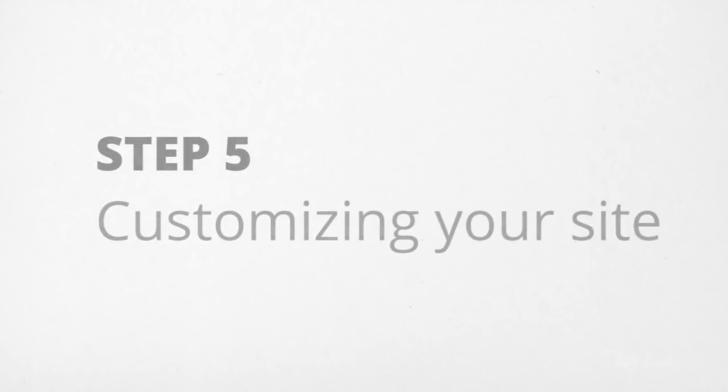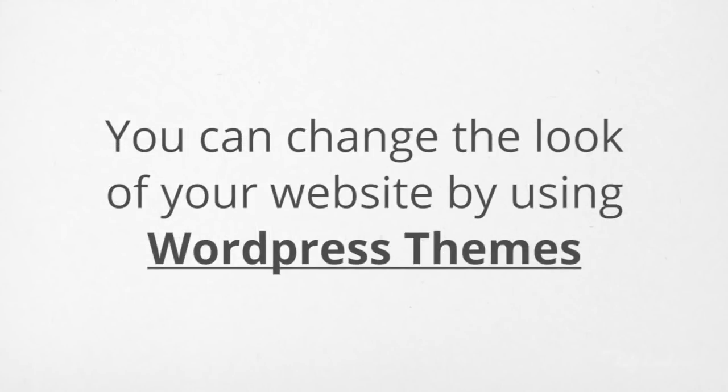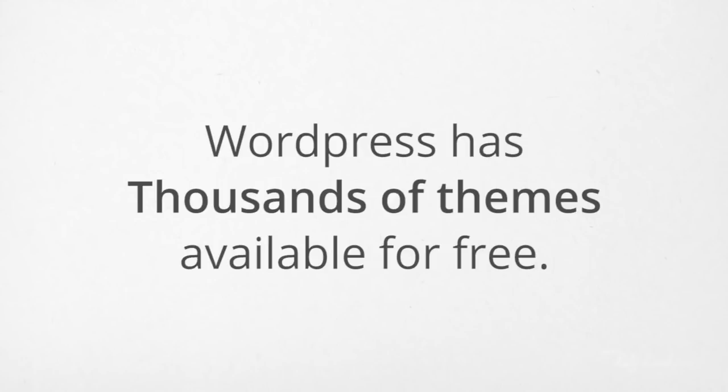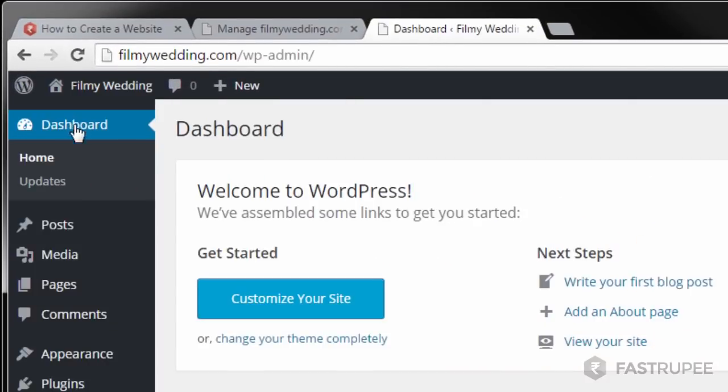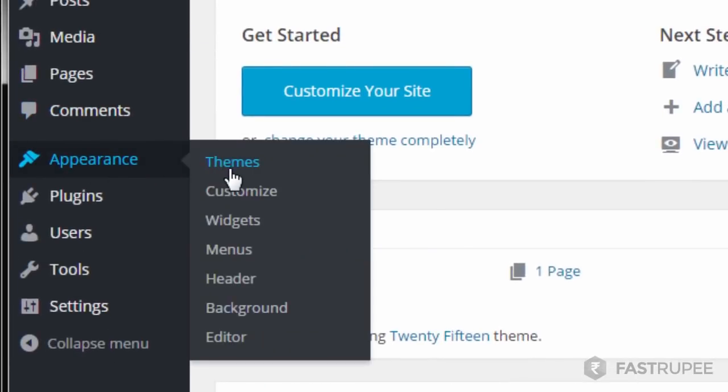So let's move on to the last step, which is customizing your site. You can change the look of your website using WordPress themes. Now WordPress has thousands of themes available for free. So to install a theme, go to the dashboard and under Appearance, click Themes.